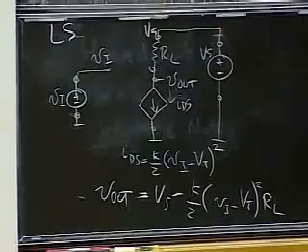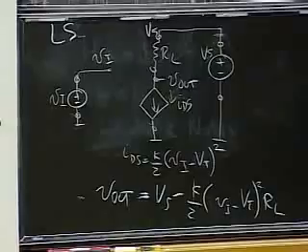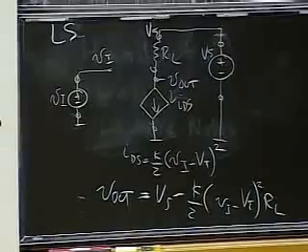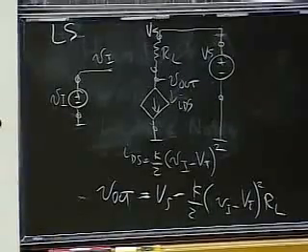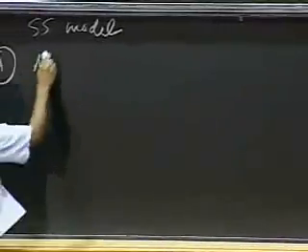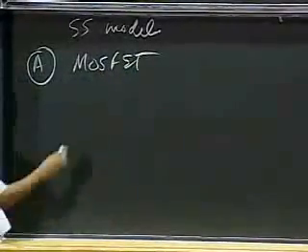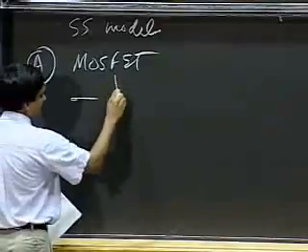Okay, the second step is to develop the small signal model of my elements. So how do I go about developing the small signal models of elements? Let's start with the MOSFET. The large signal model for the MOSFET looks like this.